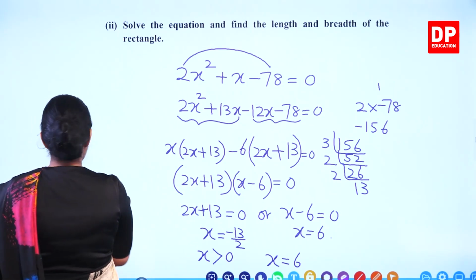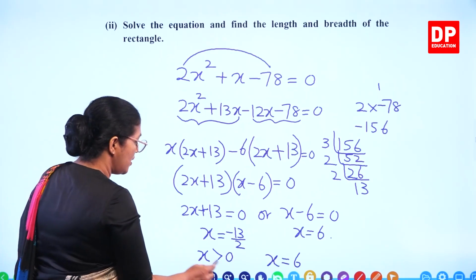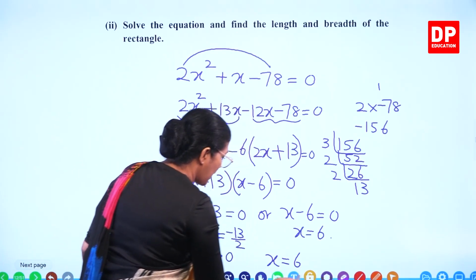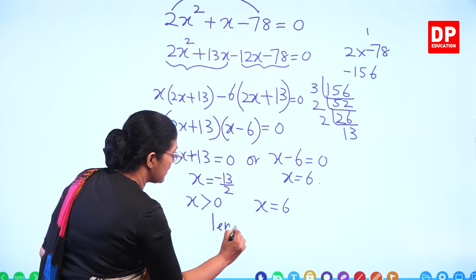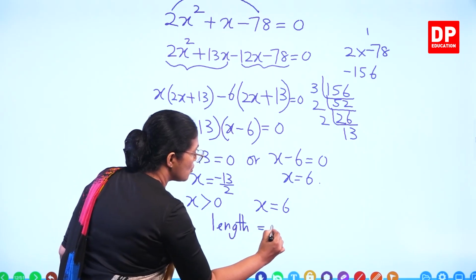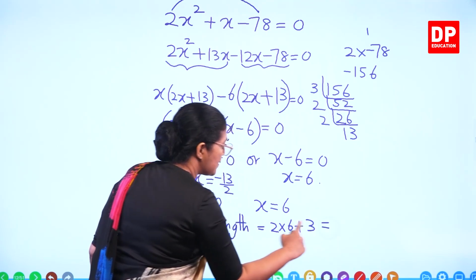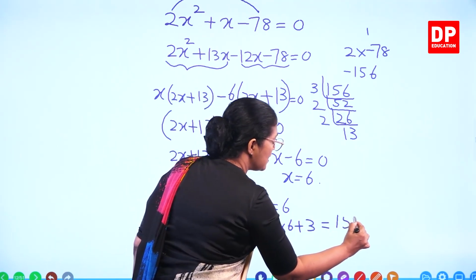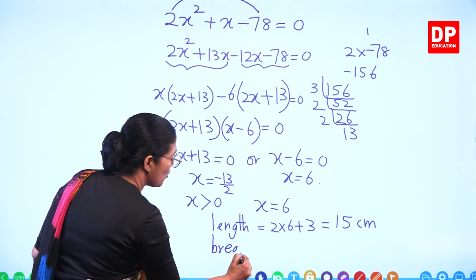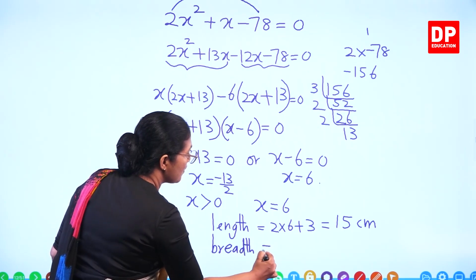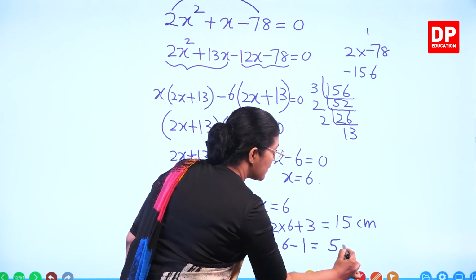So what is the length? 2x plus 3. What is the breadth? X minus 1. So we'll substitute x equals 6. Length: 2x plus 3, 2 into 6 plus 3. That means 12 plus 3, 15 centimeters. And what about the breadth? X minus 1. So that means 6 minus 1, 5 centimeters.